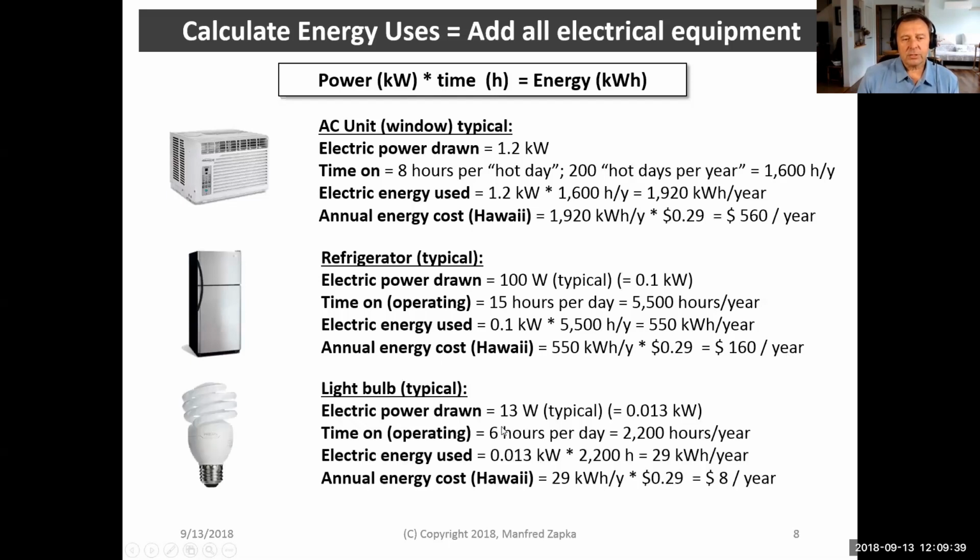And just as a comparison, a very energy efficient CFL light bulb is like 13 watts. We have it on 6 hours per day, every day, and it comes down to only about $8 per year. So we see already the difference in terms of energy cost. And it will also give you, once you're getting into the energy simulation or modeling, an indication of where we should concentrate our efforts in optimizing.